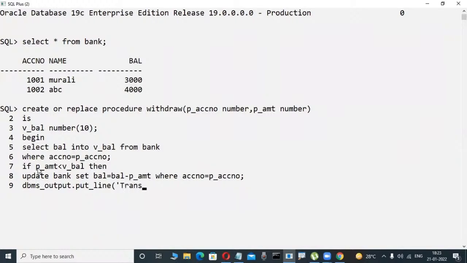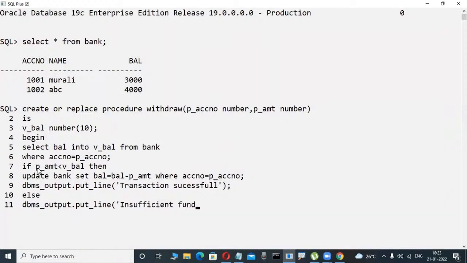Transaction successful. Don't worry about this one, just observe it here. Else, simple coding. Some coding is there. And now check it out here. Else, insufficient funds. Okay, some codings are there. This is not a difficult coding. Take it easy.